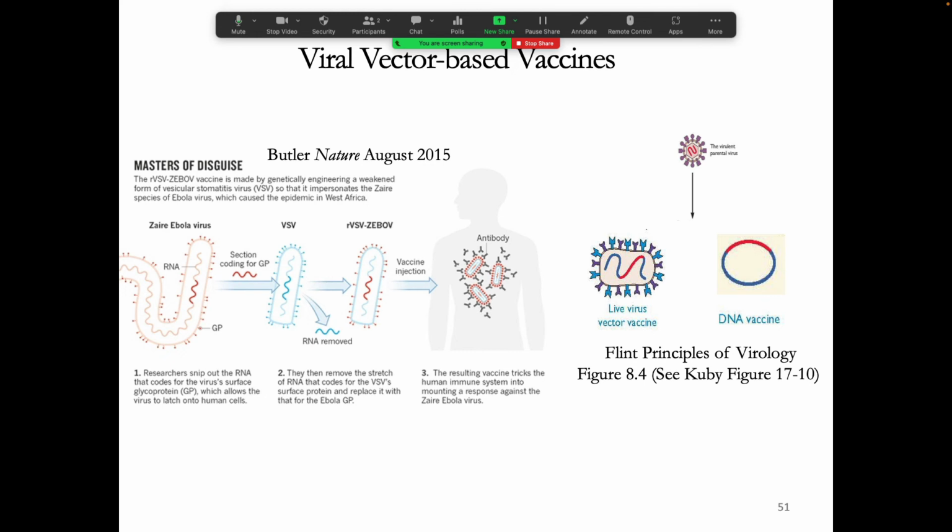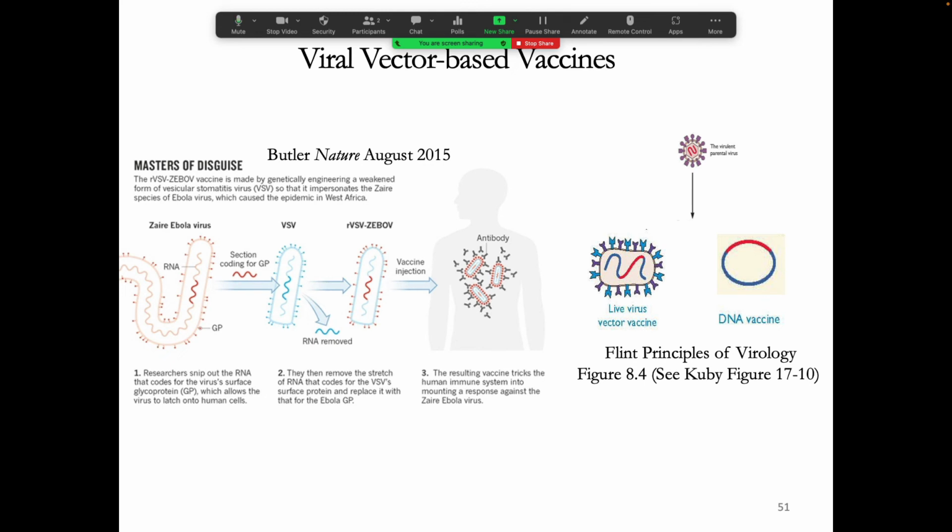This virus is called VSV, or vesicular stomatitis virus. It causes no disease in humans. It causes a little disease in cattle. It's a cattle virus. And so now we have this VSV that has the one Ebola protein on its surface. So you can see the recombinant VSV with the Ebola protein on its surface. We can inject that, and then people will make antibodies against the key Ebola protein. And so the vector-based vaccines have worked really well for Ebola.